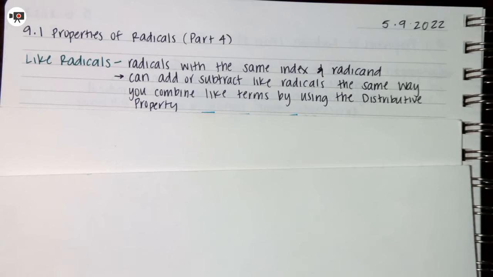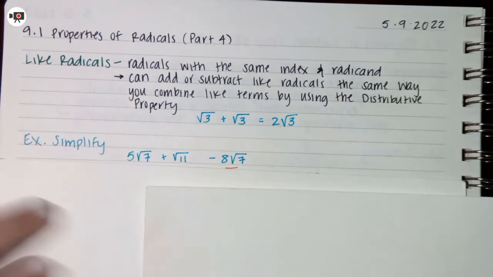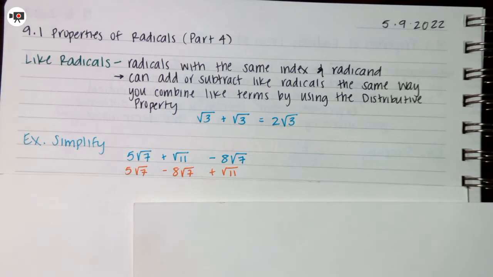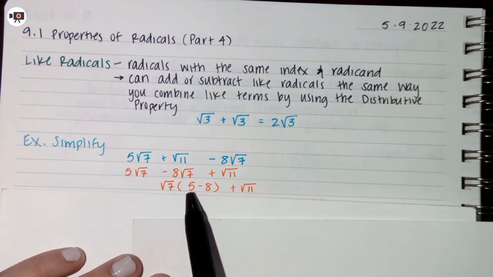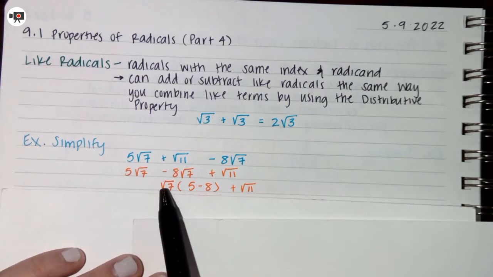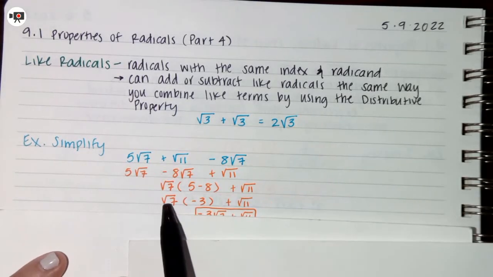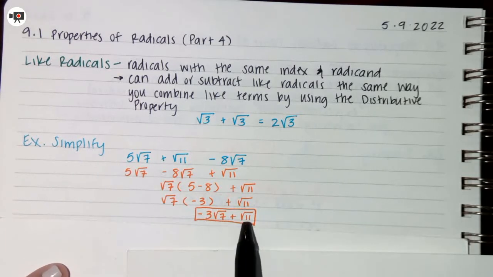You can add or subtract like radicals the same way you would combine like terms, by using the distributive property. So the square root of 3 plus the square root of 3 is 2 times the square root of 3. Now let's simplify 5 root 7 plus root 11 minus 8 root 7. I rearrange them to put the square roots of 7 next to each other, and then I can factor out a square root of 7 from each and get 5 minus 8 multiplied by the square root of 7, plus the square root of 11. 5 minus 8 is negative 3, still times square root of 7, plus the square root of 11. So this is negative 3 root 7 plus the square root of 11.